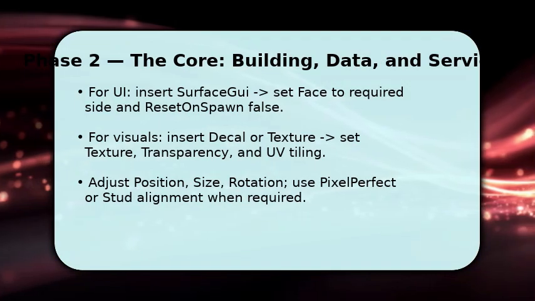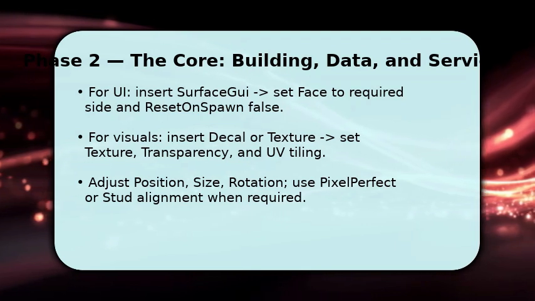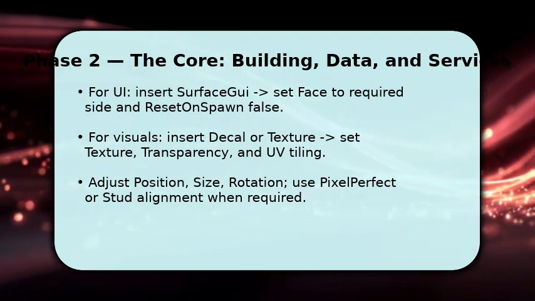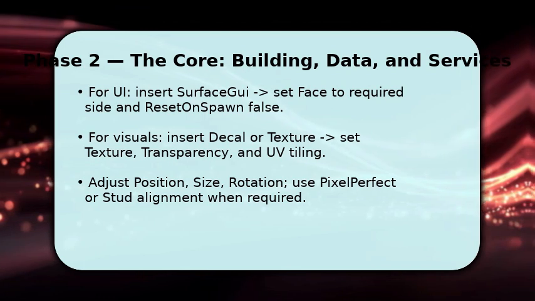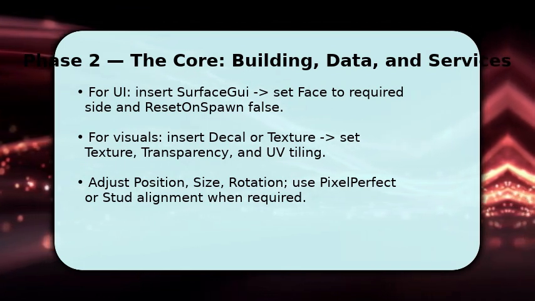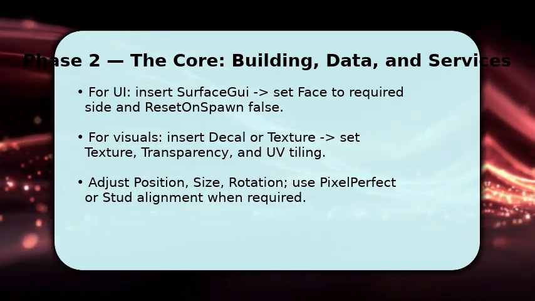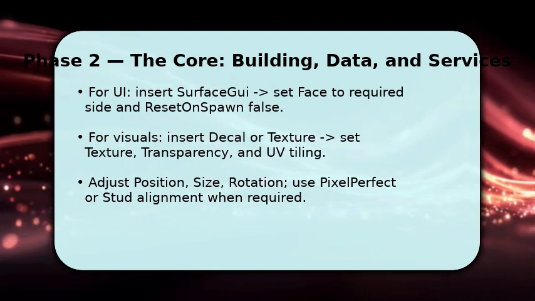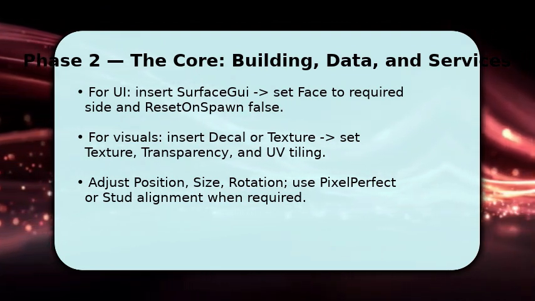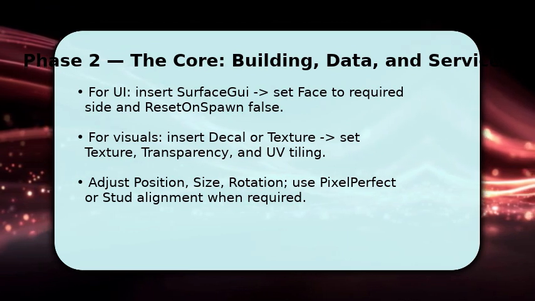Now you add the component, surface GUI for interactive elements, decal or texture for static art. Once added, choose the part face property, top, bottom, front, back, left, or right, so the surface maps correctly. If using surface GUI, parent a frame and set size in 0-1 scale.